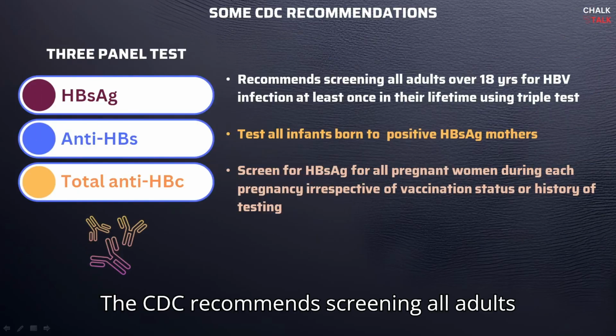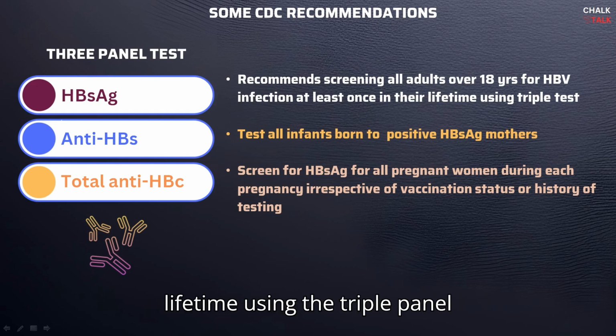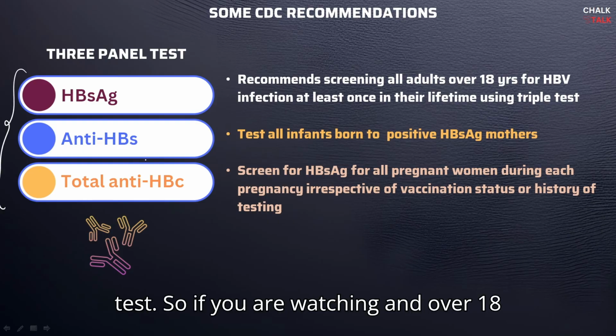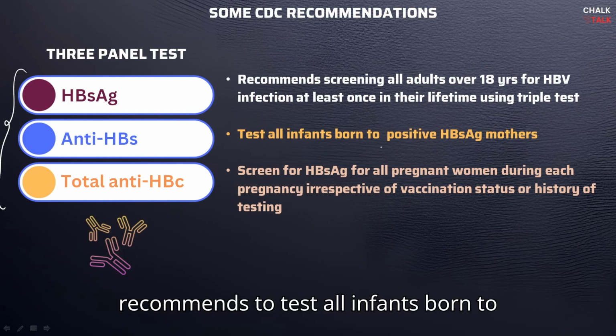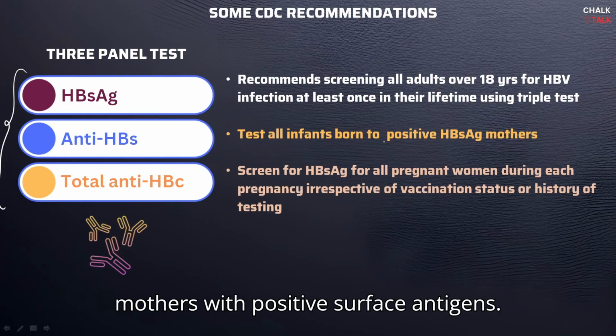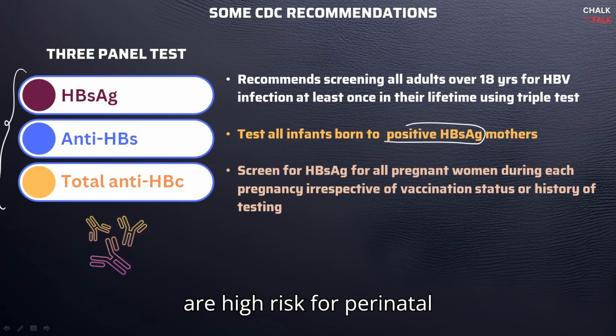The CDC recommends screening all adults 18 years and over at least once in their lifetime using the triple panel test. So if you are watching and over 18 years, well, you know what to do. It also recommends testing all infants born to mothers with positive surface antigens. Okay, now this is true because these babies are at high risk for perinatal transmission.